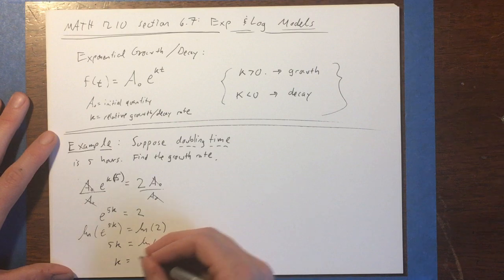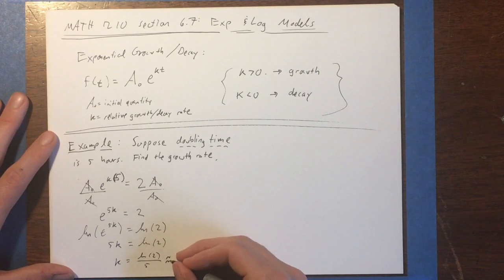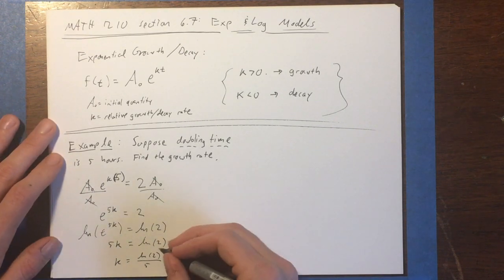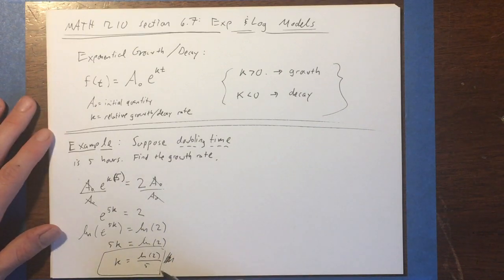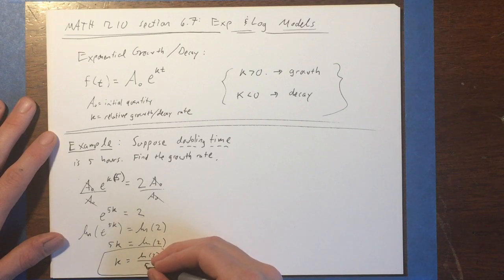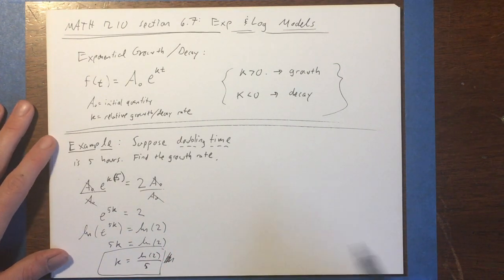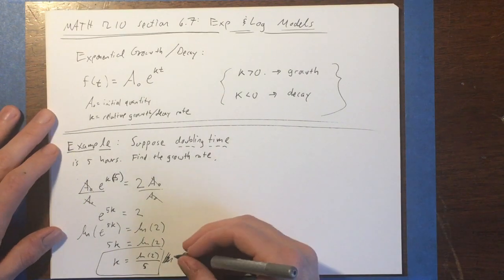And then our k is the natural log of 2 divided by 5, which is approximately, oh, I don't know what that is. I forgot to calculate it. It doesn't matter. Calculate that out with a calculator if you want to, and you can approximate that value to whatever you would like. Natural log of 2 over 5. So what you'll notice is we ended up taking the natural log of 2 just divided by the doubling time, right? So let's generalize this.